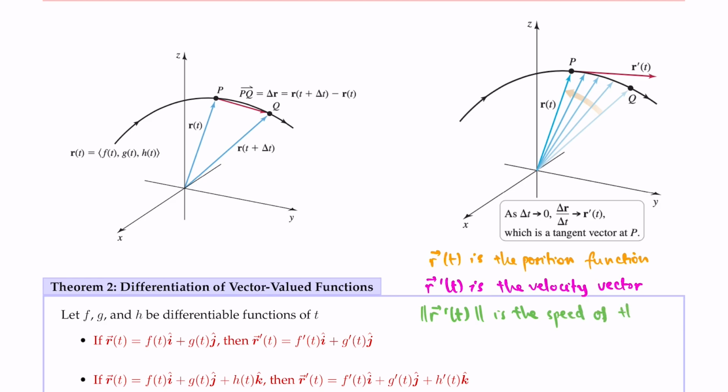In a situation in which only the direction but not the length of the tangent vector is of interest, we work with the unit tangent vector, which is very important for motion in 3D space. The unit tangent vector is the vector with magnitude 1 formed by dividing the tangent vector by its length. So it is usually denoted by capital T of t equal to r prime of t divided by the magnitude of r prime of t.